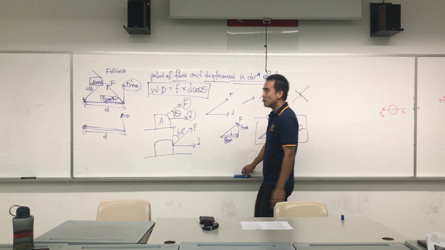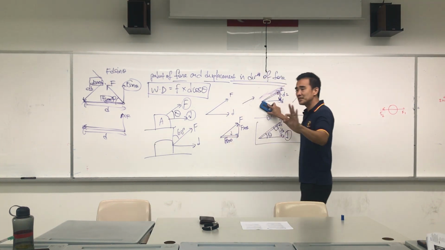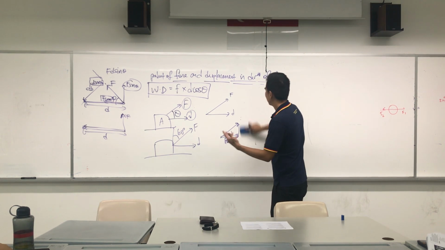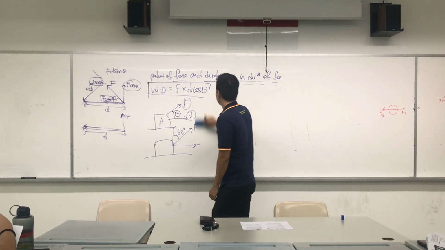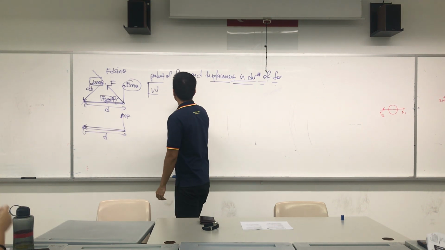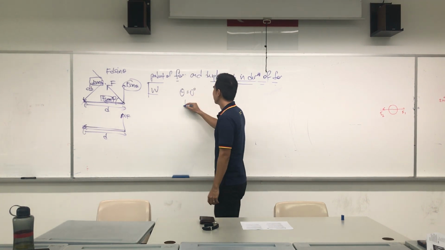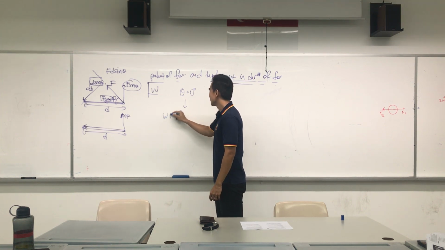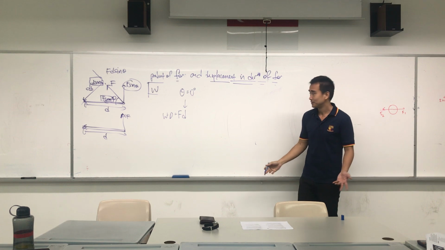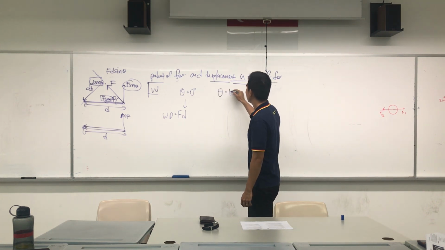So let's move on to talk about three special situations. Anything in between are the general. So what are the three situations? The first situation is theta equals 0 degrees. That will give you your usual thing that you did in your O-level syllabus. Cos 0 is 1.